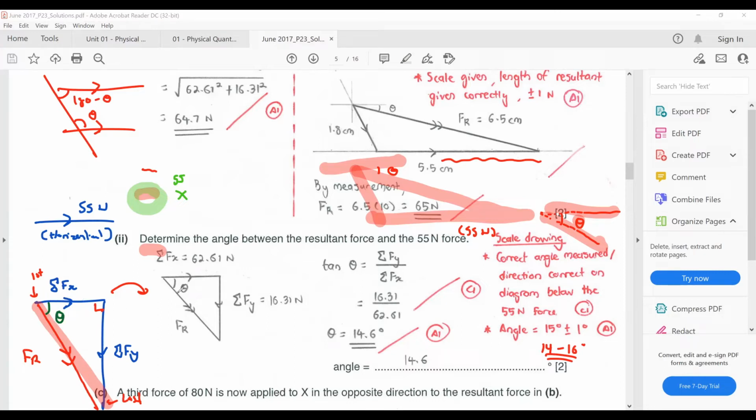You just find this angle theta here between the resultant and a horizontal line here. That one will be giving you the angle itself. So as I mentioned, since this is a right angle triangle, you can straight away use tangent here. Tangent theta is equal to sum of Fy over sum of Fx, in the end giving you 14.6 degrees. That one will give you your answer. Okay? So this part is okay.